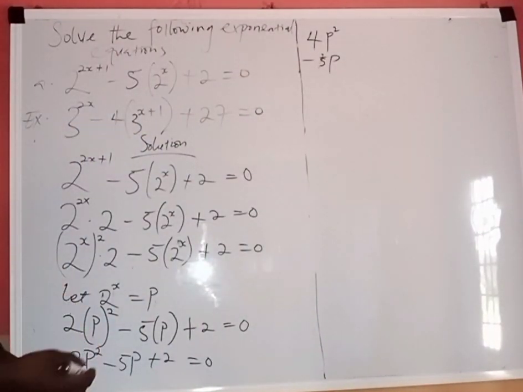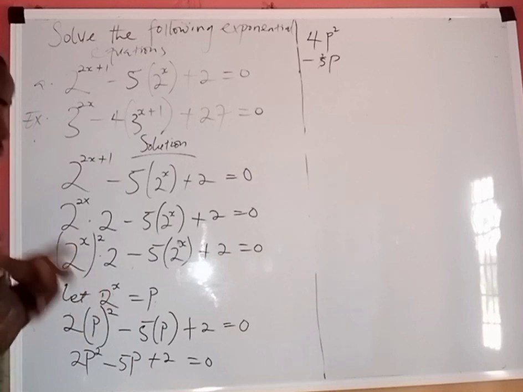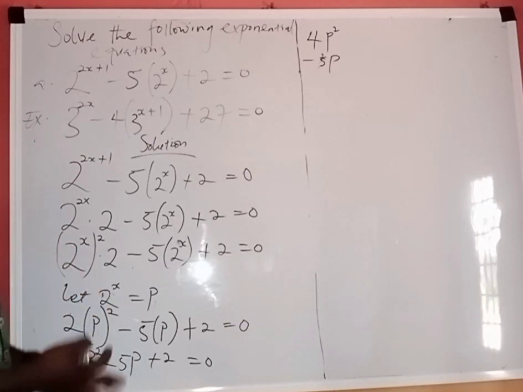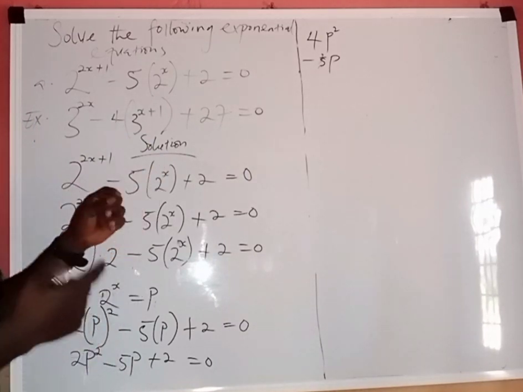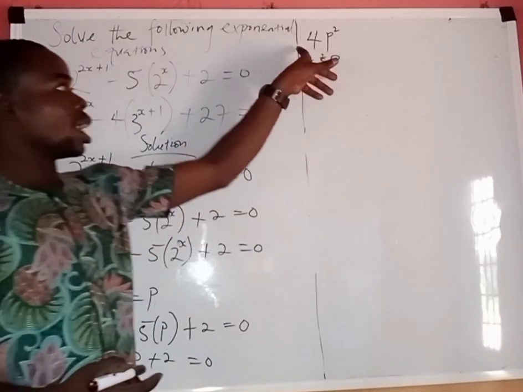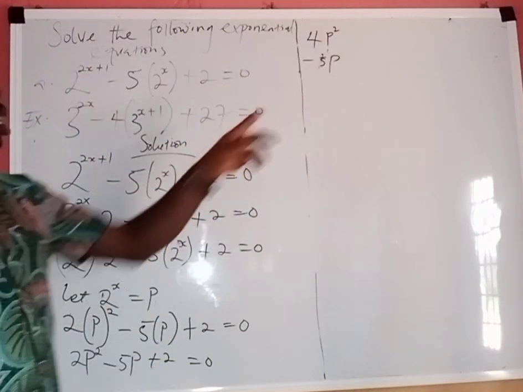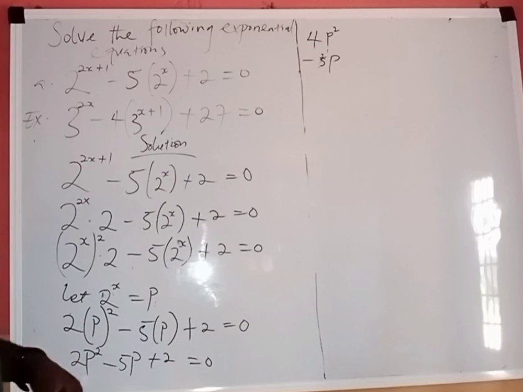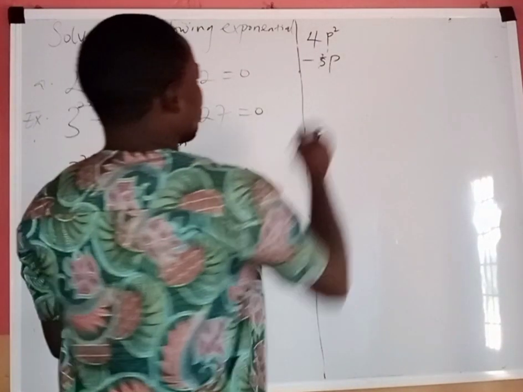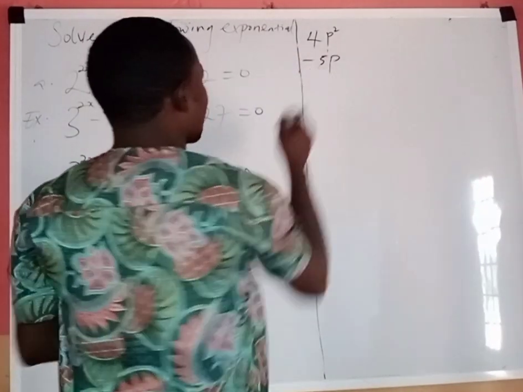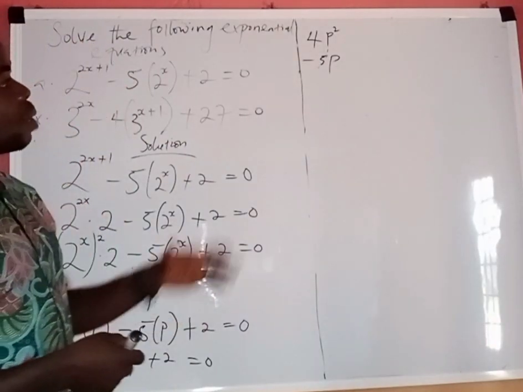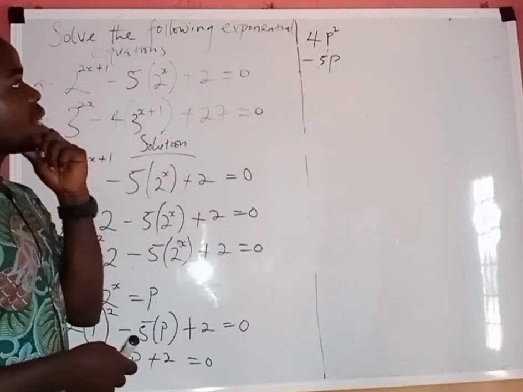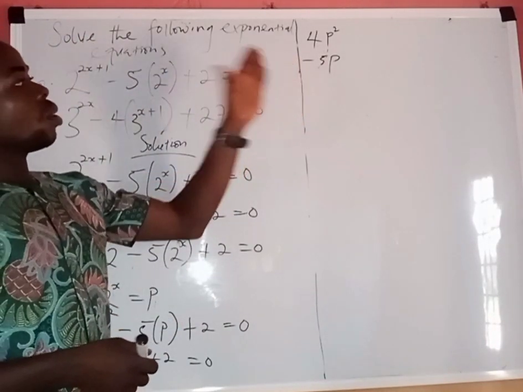Very important. Use the first term to multiply the last term, and then whatever value you have, look for the factors of the answer that, when you sum them, give you the second term. So you ask yourself, what are the factors of 4p squared that, when you sum them, give you minus 5p?